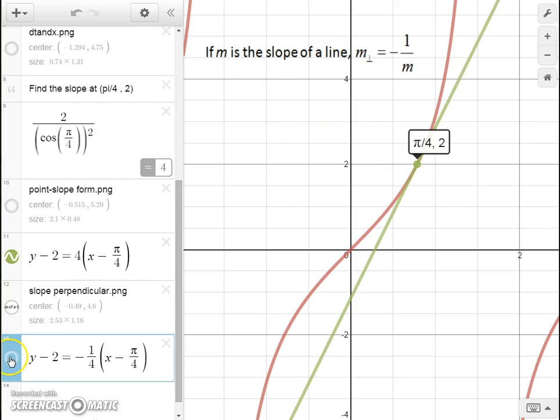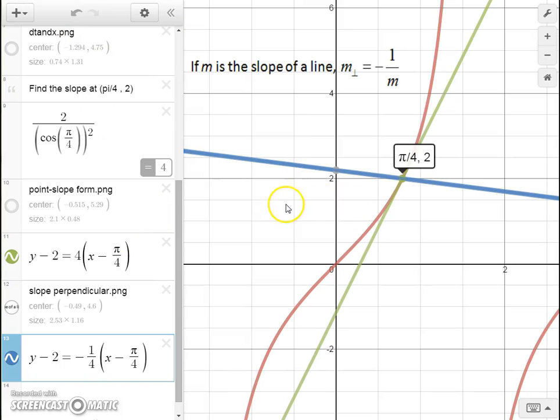And if I show this equation, I should see a perpendicular line passing through pi over 4, 2. Let's see if that's true. Okay, something's wrong here. Let's see what's wrong. Why do you think the blue line, which is my normal line, and the green line, which is my tangent line, don't look like they are perpendicular, normal to each other? Why do you think that's the case?